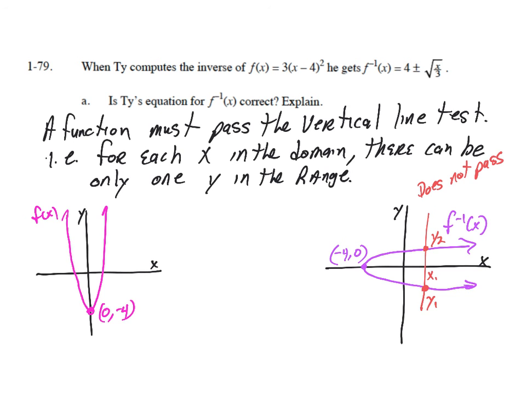So we have to go back to the original equation and restrict the domain. So f of x equaling 3 times (x minus 4) squared has to be redefined for only x being greater than or equal to 0. And we lose the left half.